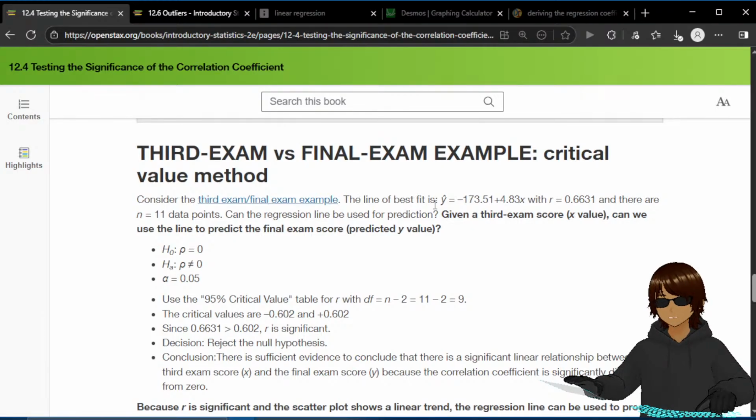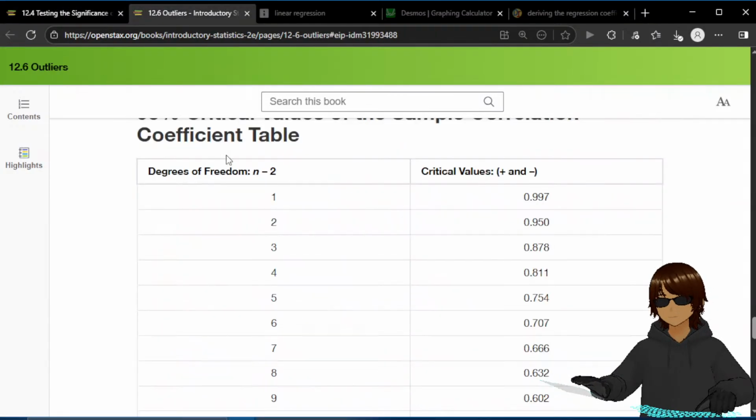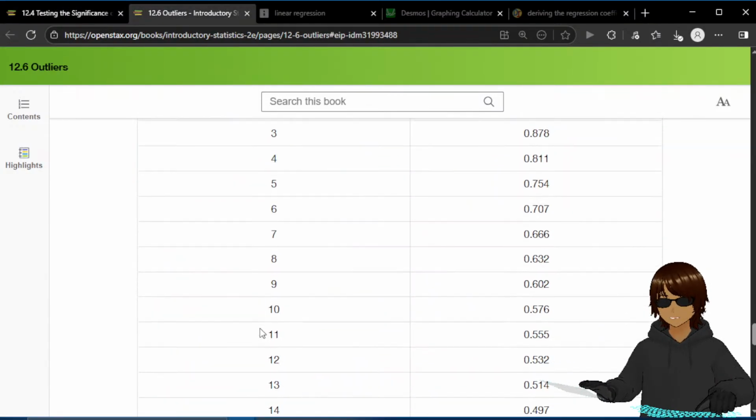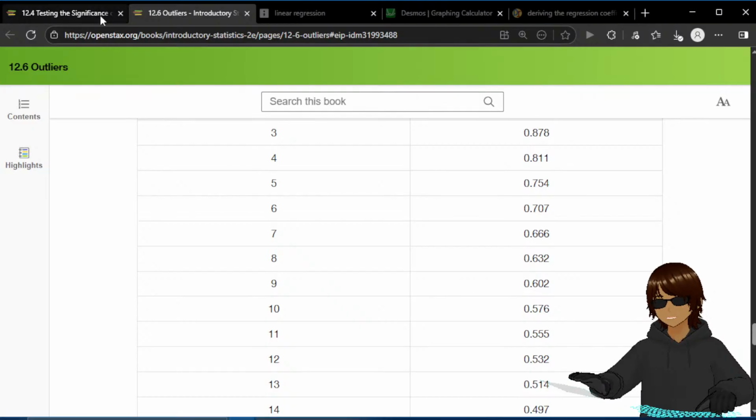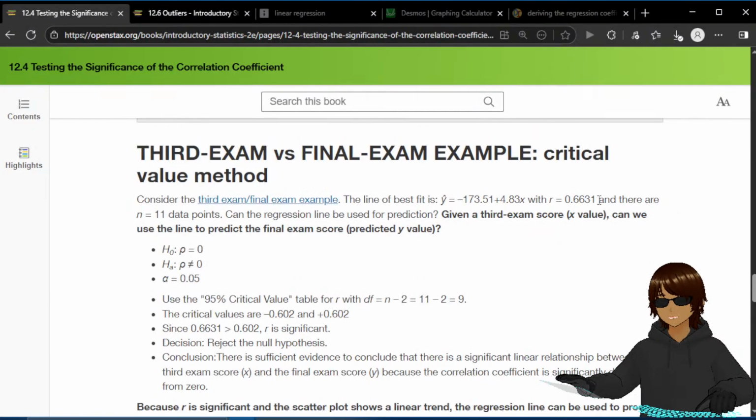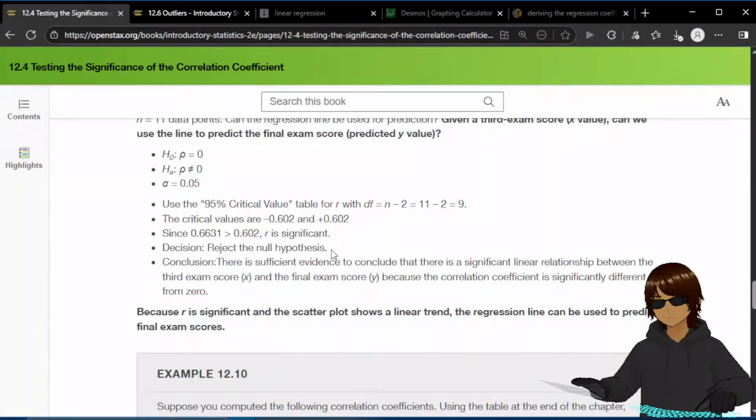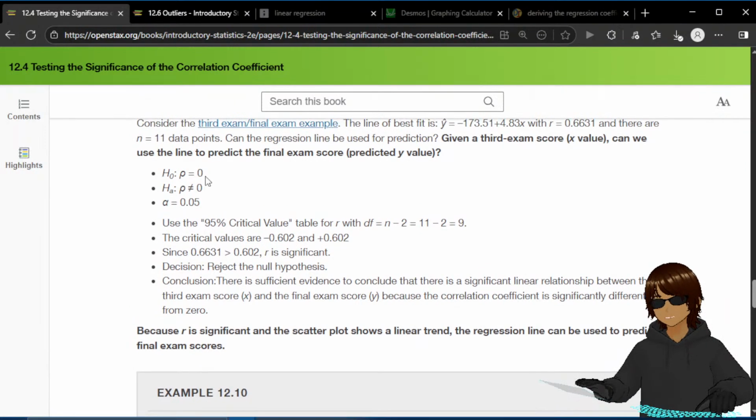The line of best fit is this, with R being 0.6631. There are 11 data points. So 11 minus 2 is 9. For 9, the critical value is 0.602. So I think this R is fine, right? R is significant, reject the null hypothesis. So rejecting the null hypothesis says there is no correlation.